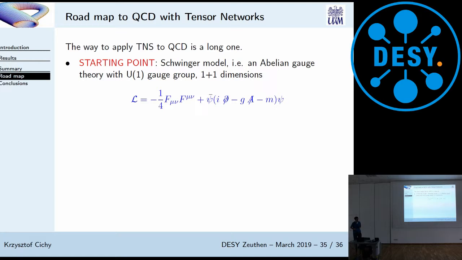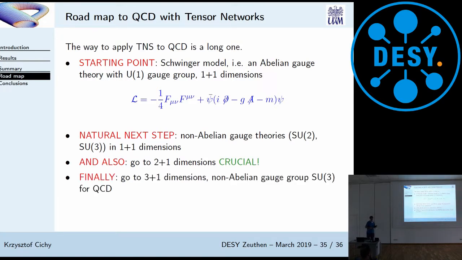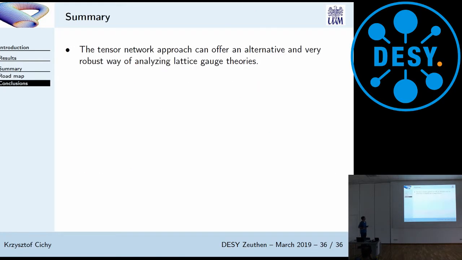Maybe I skip this. You know that the way to apply all this to QCD is a very long way. The first steps have been taken, but this is of course the crucial step, right? How to go to higher dimensions and finally arrive at QCD. So this is my summary.